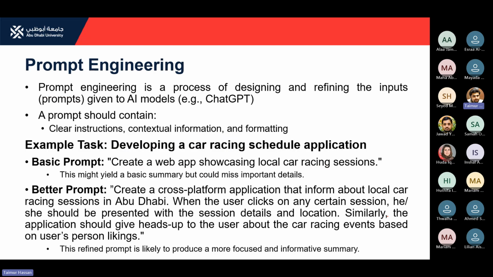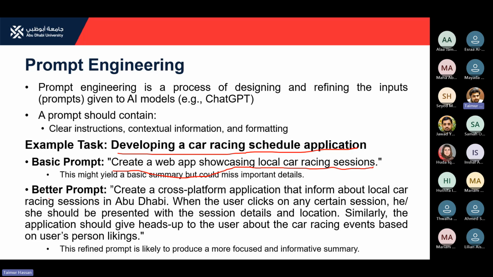A classical example is given here. For example, we want to develop an application that gives us a car racing schedule, and we can give a prompt like this: "Create a web app showcasing local car racing sessions." We can give this prompt to the tools that take prompts and give you the software or application directly. Now, if we give such a prompt, the tool is not going to give us the correct result. It's going to make a lot of mistakes.